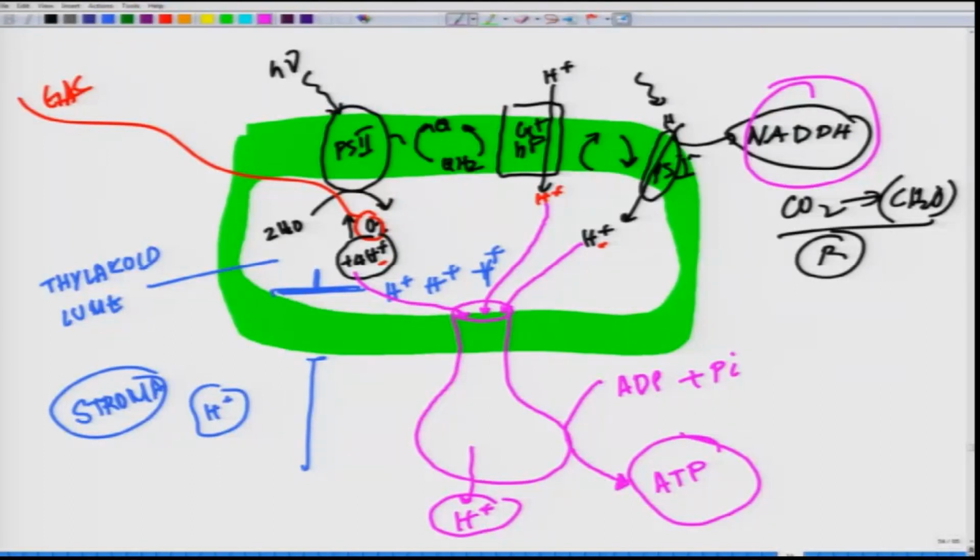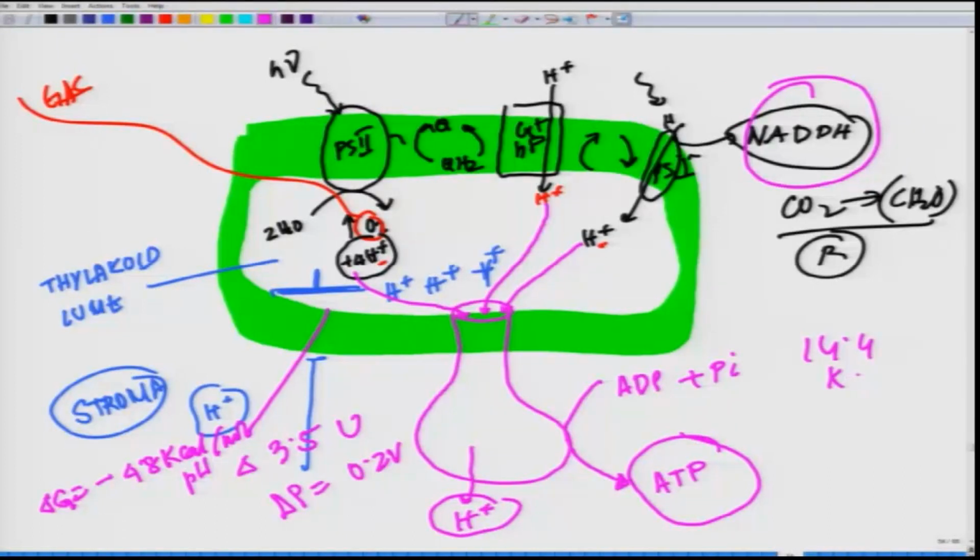So this is that most fundamental reaction, a pH gradient. Remember one more thing: a pH gradient of 3.5 units across the thylakoid membrane corresponds to a proton motive force, delta P, of 0.2 volt. And the delta G for such a situation is minus 4.8 kilocalorie per mole, which is a spontaneous reaction. About 3 protons flow from CF1 to CF0 complex per ATP synthesis, which corresponds to a free energy input of 14.4 kilocalorie per mole of ATP.